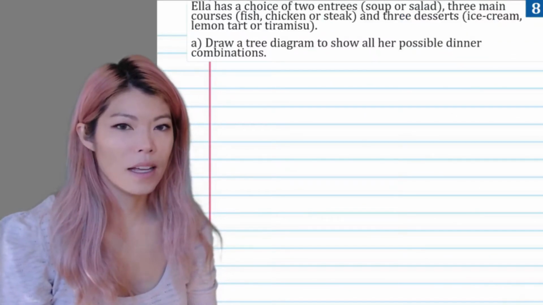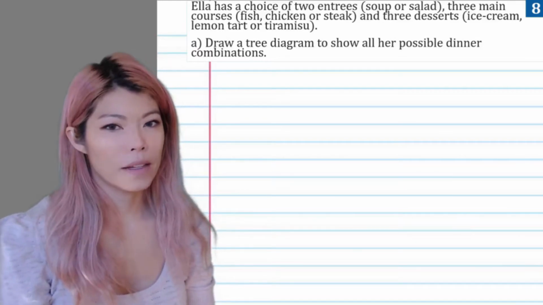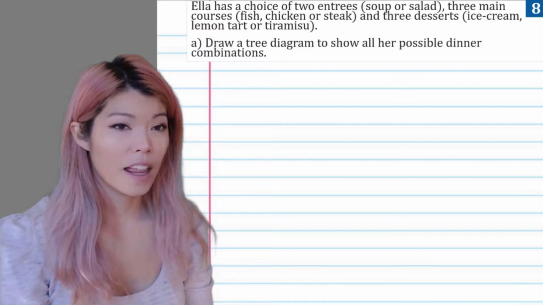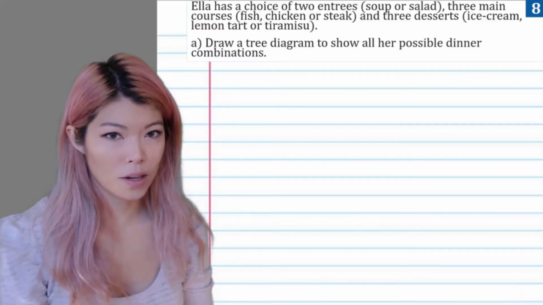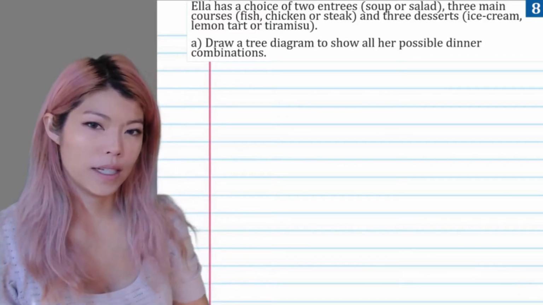Example 8. Ella has a choice of 2 entrees, which are soup or salad, 3 mains, which are fish, chicken or steak, and 3 desserts, which are ice cream, lemon tart or tiramisu. Draw a tree diagram to show all her possible dinner combinations.